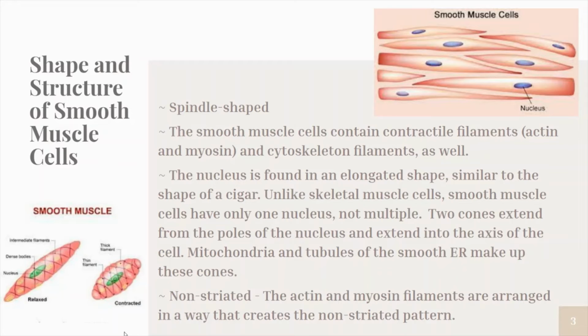The other organelles within smooth muscle cells are not very dominant. For example, the Golgi body is pretty small in size, as well as the rough ER.